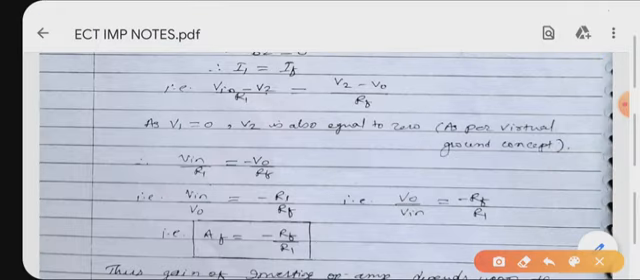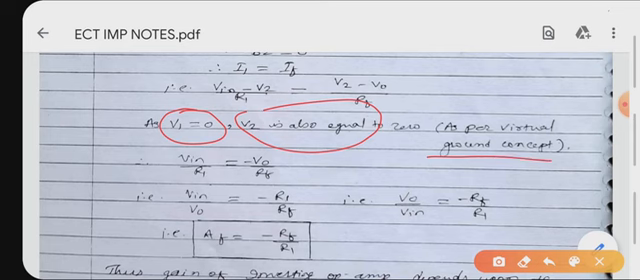Already this concept you have studied in second year. That means if V1 is equal to 0, V2 is also equal to 0 because of the virtual ground concept. So by keeping these values, V1, V2 equal to 0, you will get VO by Vin is equal to minus R1 by RF.